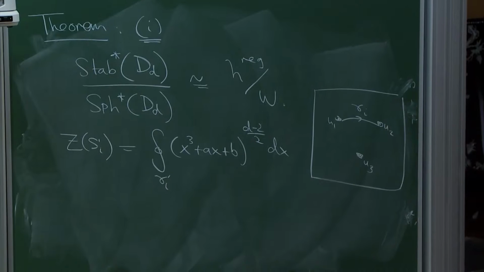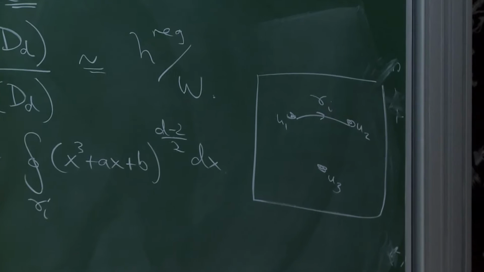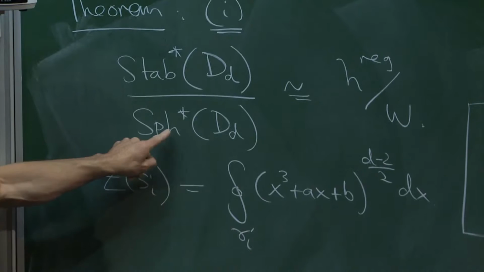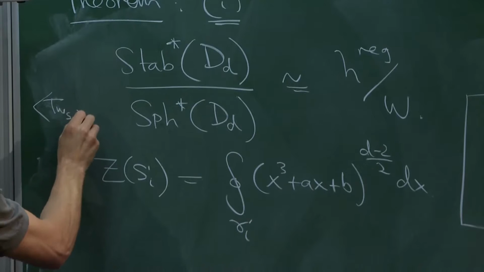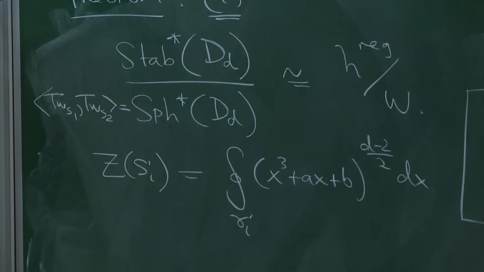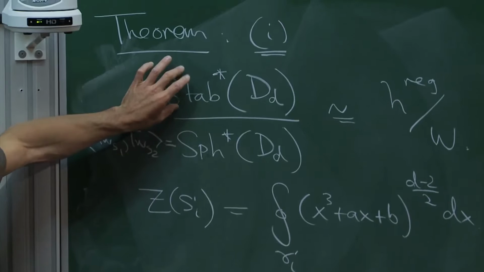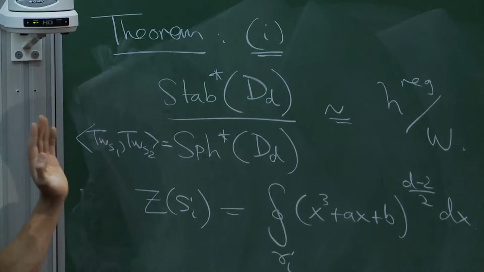Stab star is a component. There's always some small print with these theorems, right? Stab star is the only connected component I know about. And this is the group generated by these Seidel-Thomas twists, but not quite the full autoequivalence group. Inside the group which preserves this, modulo those which act trivially. I'm not forbidding that there might be some autoequivalences which just act trivially here, in which case I kill them.